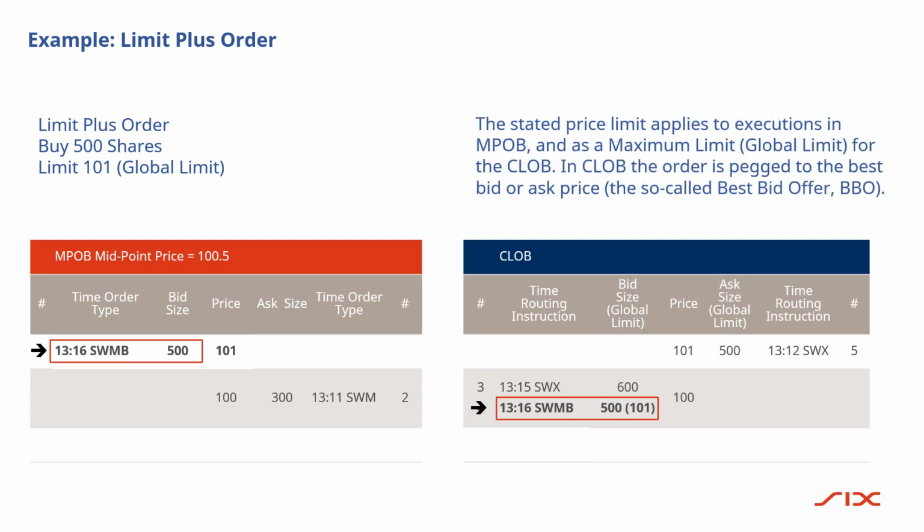The stated limit applies to executions in the midpoint order book, and as a maximum limit, called global limit, for the central limit order book. In the central limit order book, the order is pegged to the best bid or ask price, the so-called best bid offer, BBO. In this example, the BBO is 100. The global limit is never breached in the central limit order book. We will discuss how pegging works in detail later in this animation.